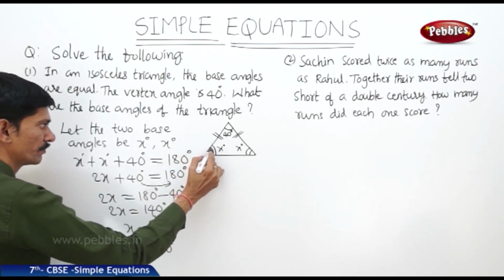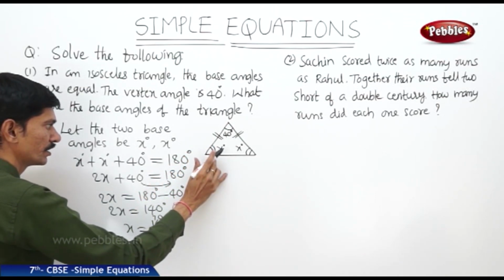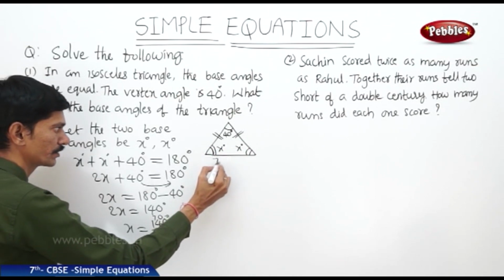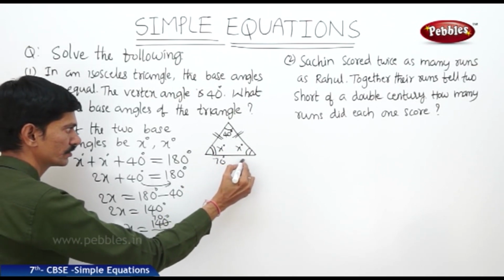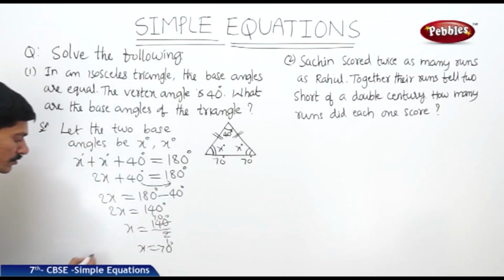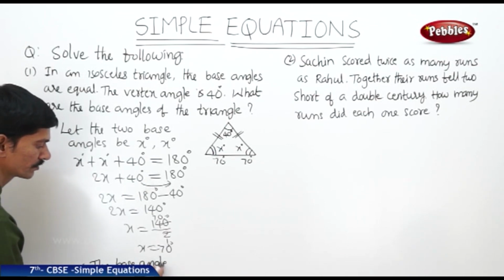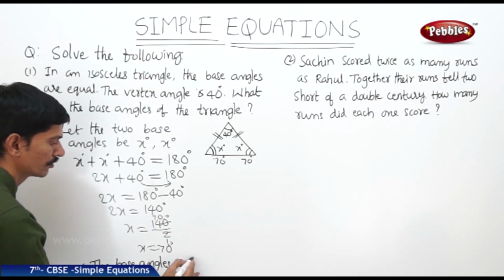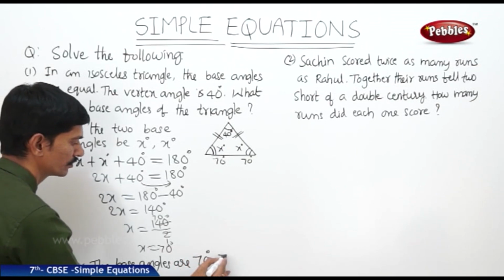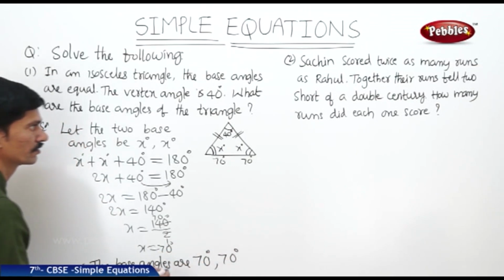So each of the base angles is 70 degrees and 70 degrees. So here x value is 70 degrees and here also x value is 70 degrees. So therefore the base angles are 70 degrees, 70 degrees.